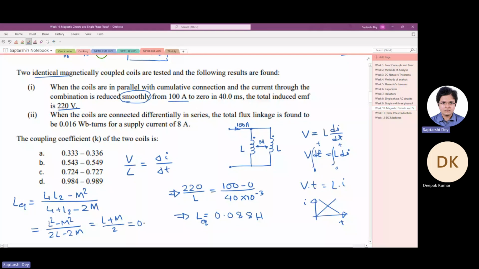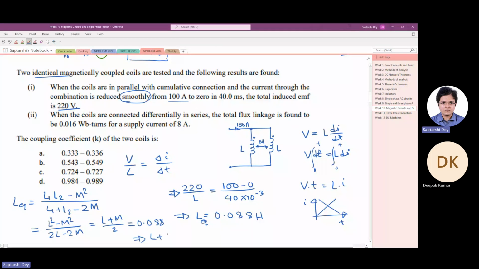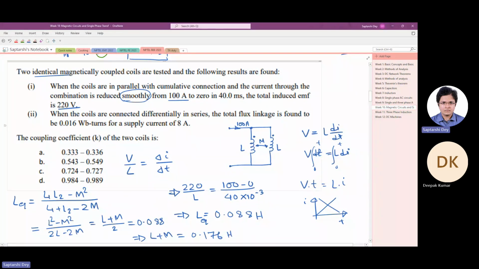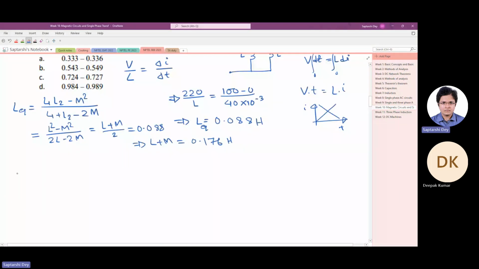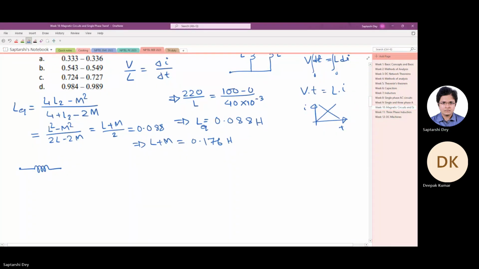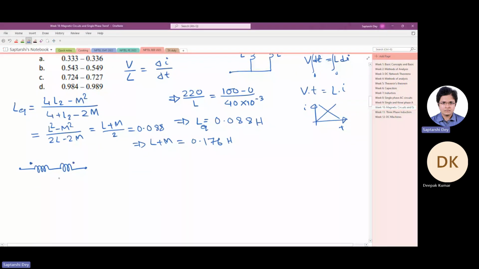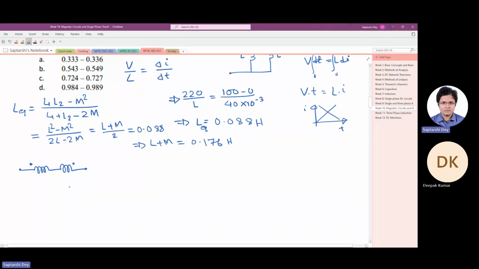(L plus M) by 2 is 0.088. So from here we can write one equation, L plus M equals 0.176 Henry. So one equation we have. Now the other equation you have to find out from the other condition, when the coils are connected differentially in series, the total flux linkage is given. So now the coils are connected differentially in series. So if one dot is here, another one is here. You can also draw it like this.